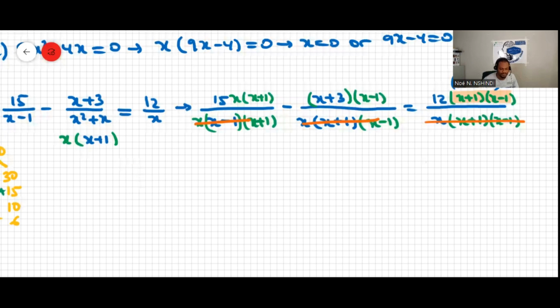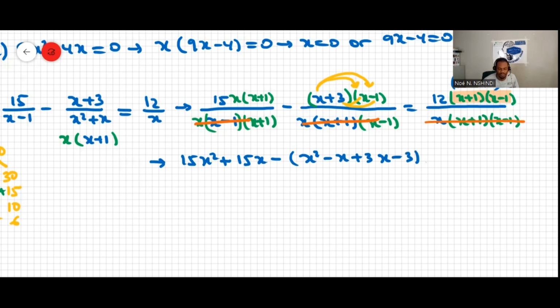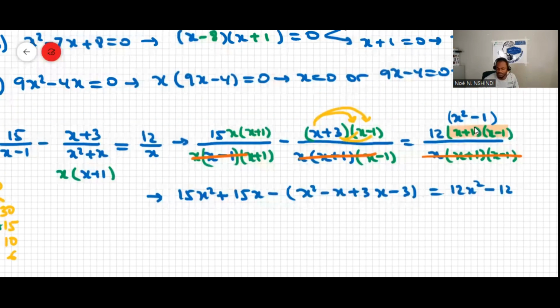Let's just redo this other part. Over here, we'll have 15x squared plus 15x minus, open bracket, x squared plus... if I do this times that times that, and this times that times that, it makes x squared minus x, x squared minus x plus 3x, and then minus 3, equal to 12x squared minus 12, okay? Because we multiply here.